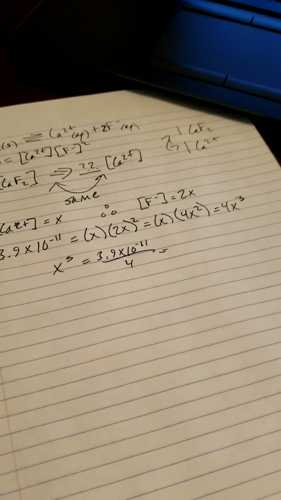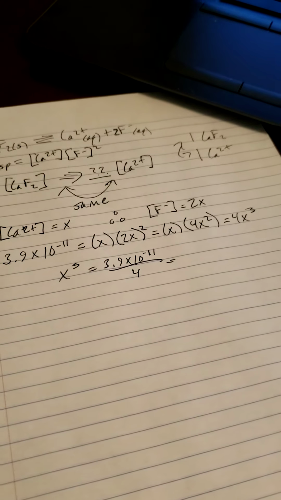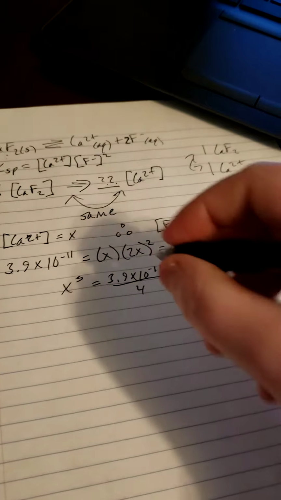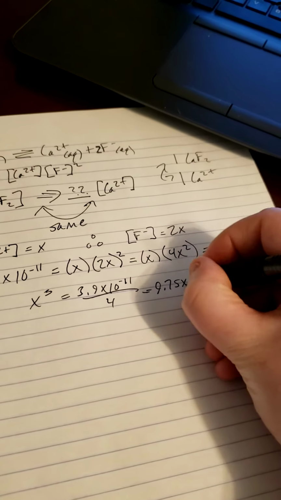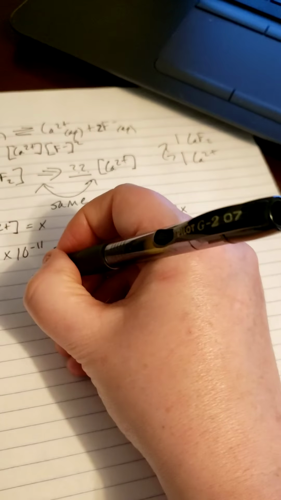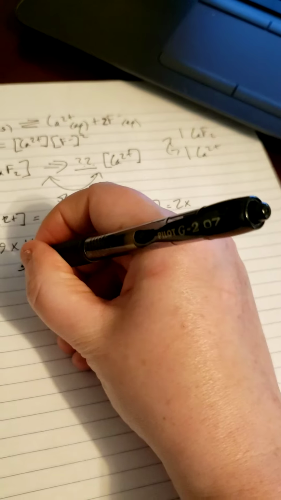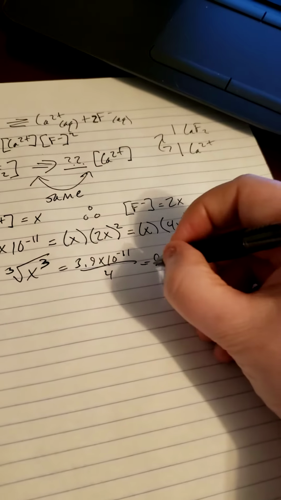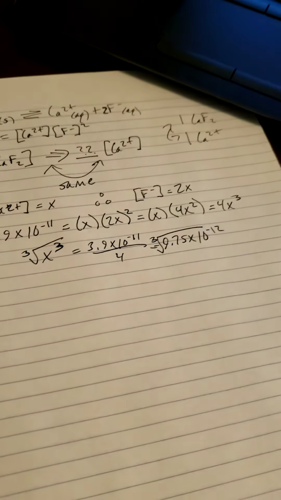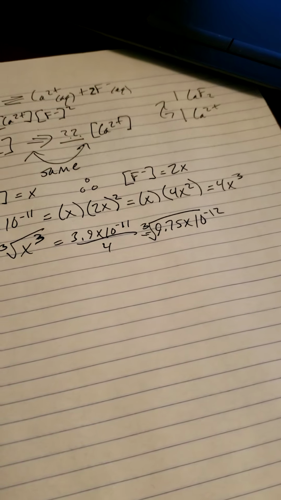So I'm going to grab my calculator. 3.9 e negative 11 divided by 4, and I get 9.75 times 10 to the negative 12th. Remember this is X cubed, which means we are going to have to take the cube root of that. So I'm going to take the cube root of this number I just got.